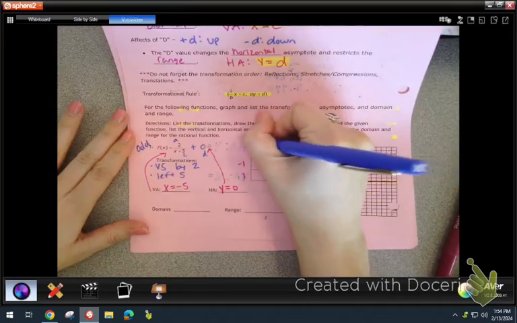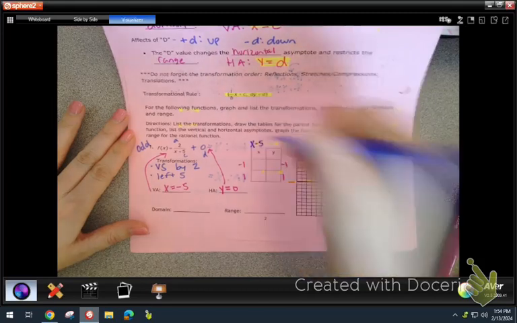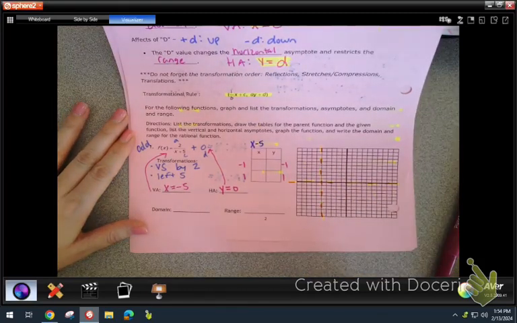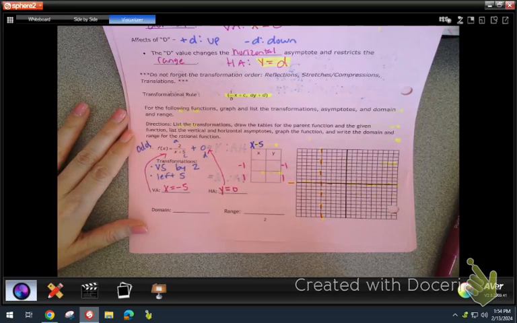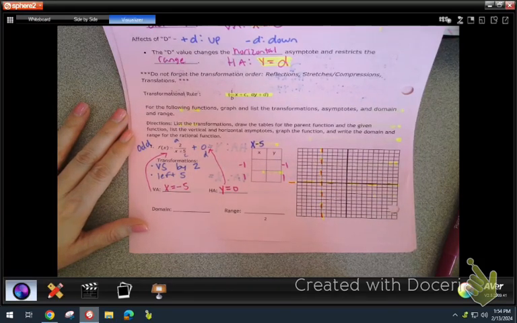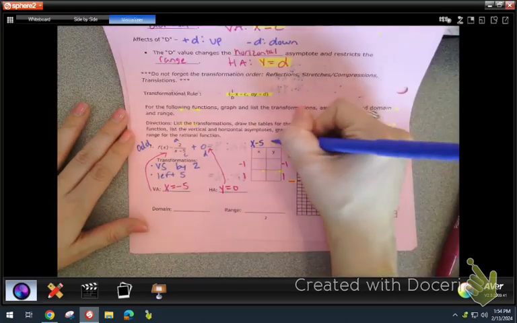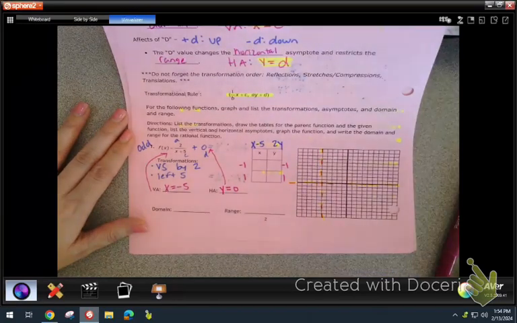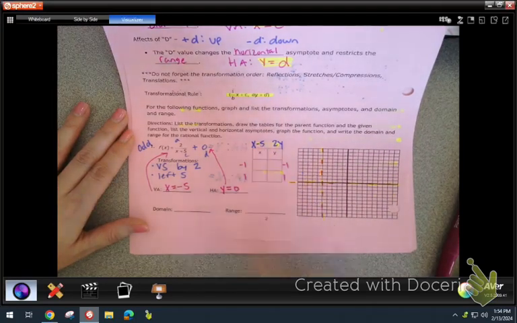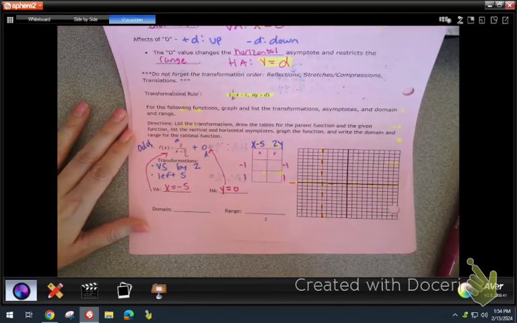Left 5, so I need to take each x value and subtract 5. Switch the sign. Y values, what do I do to those? Multiply them by 2. A value, A and D affect your y values. Only B and C affect your x's, and they're opposite.